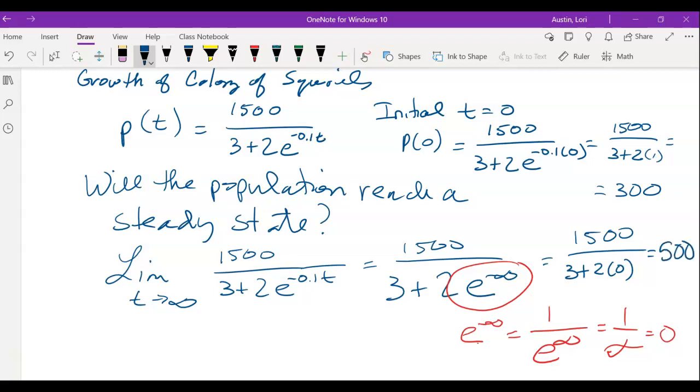You start with 300 squirrels, because of death and birth and lack of food and all this other stuff that's happening, you'll never get past 500 squirrels. That's your steady state. Okay? So when we talk about steady state, where do limits apply? Here's a great application of a limit.